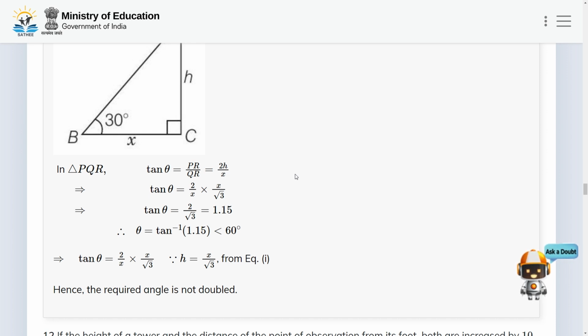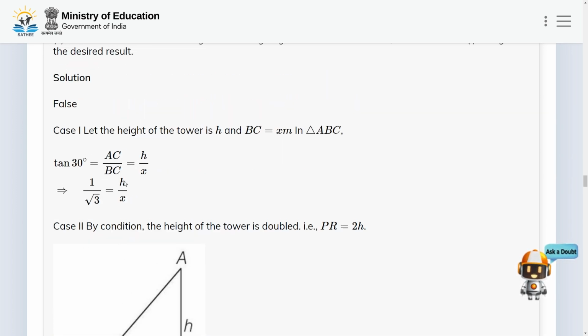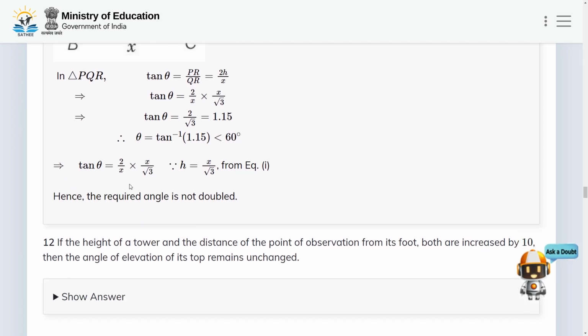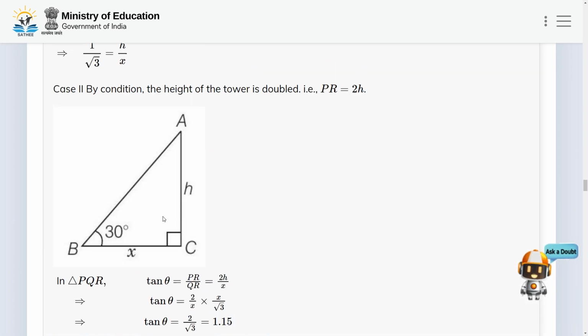Okay, and it implies tan θ is equal to 2 × (1/√3), that implies tan θ is equal to 2/√3, which is equal to 1.15. So therefore θ is equal to tan⁻¹(1.15), and this is always less than 60 degrees. Since h/x is equal to 1/√3 from equation 1, we get tan θ equal to 2/√3. Hence the required angle is not double.